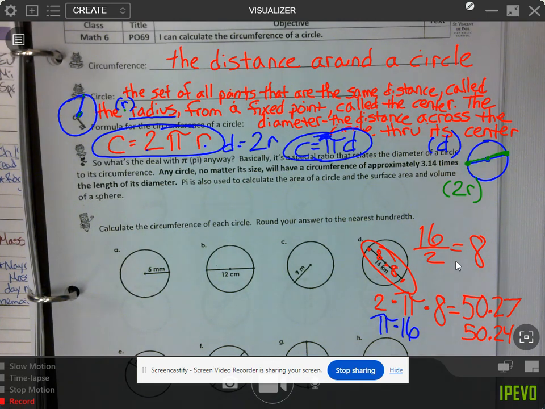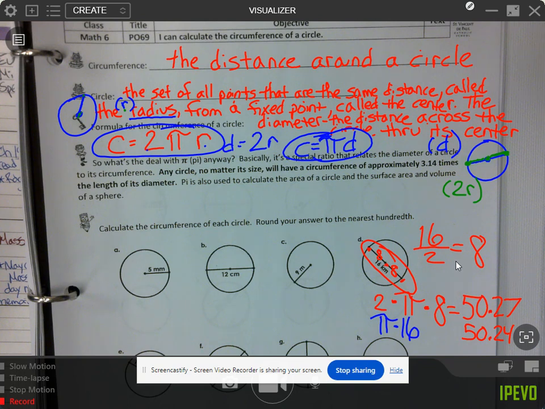Okay, so pi is basically a special ratio that relates the diameter of a circle to its circumference. This is where pi comes from. Any circle, no matter its size, will have a circumference of approximately 3.14 times the length of its diameter. So we could say 2 pi r, we could say pi times diameter. Pi is also used to calculate the area of a circle and the surface area and volume of a sphere. We've already been introduced to pi. Now we're going to really be using it in these next few objectives.